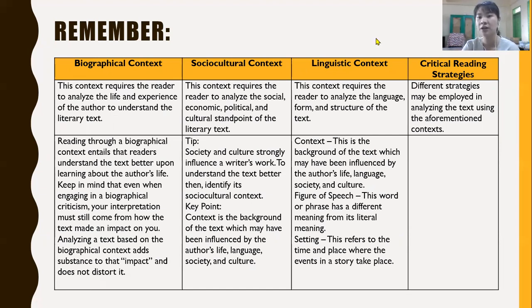And critical reading strategies now are different strategies that may be employed in analyzing the text using the aforementioned contexts: biographical, sociocultural context, and linguistic context.